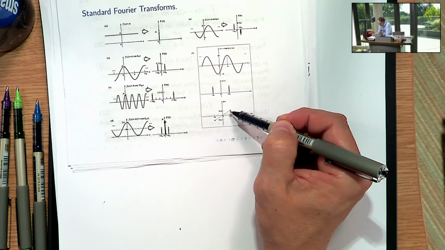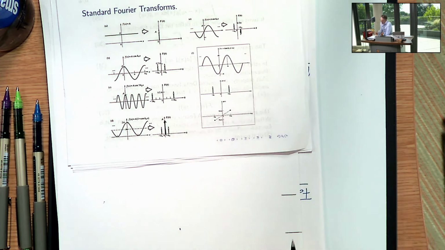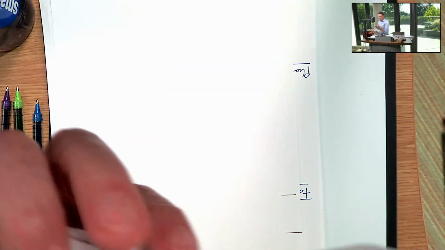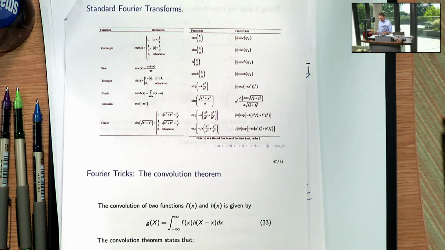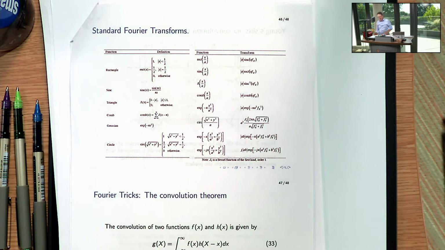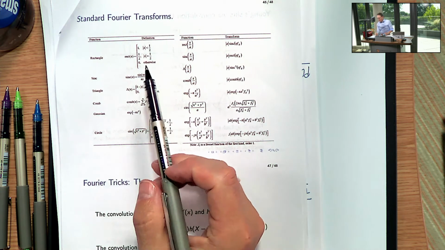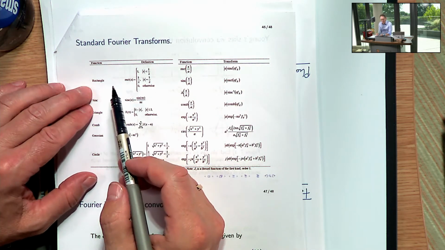So you add a positive phase for that one, and you add a negative phase for that one. That shifts the function accordingly, right? So both of these ways of thinking work that way. And so here are some important Fourier transforms that crop up all the time.